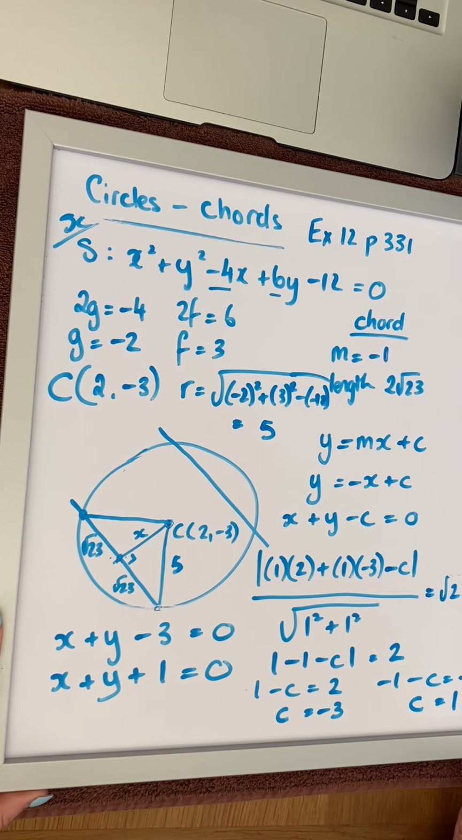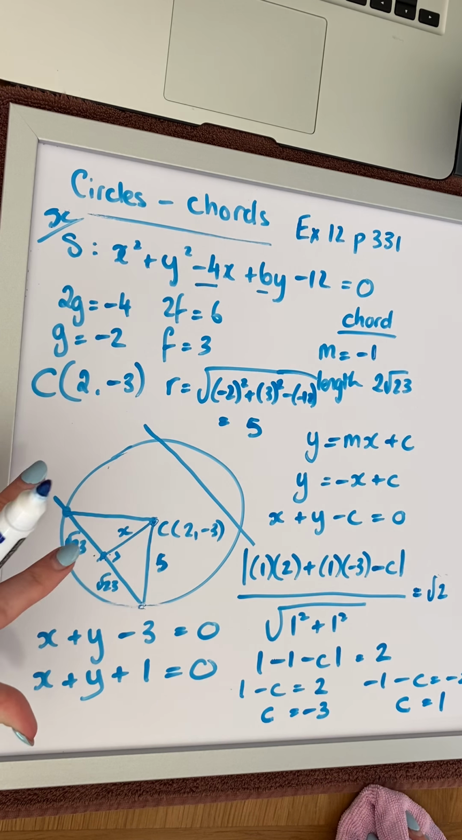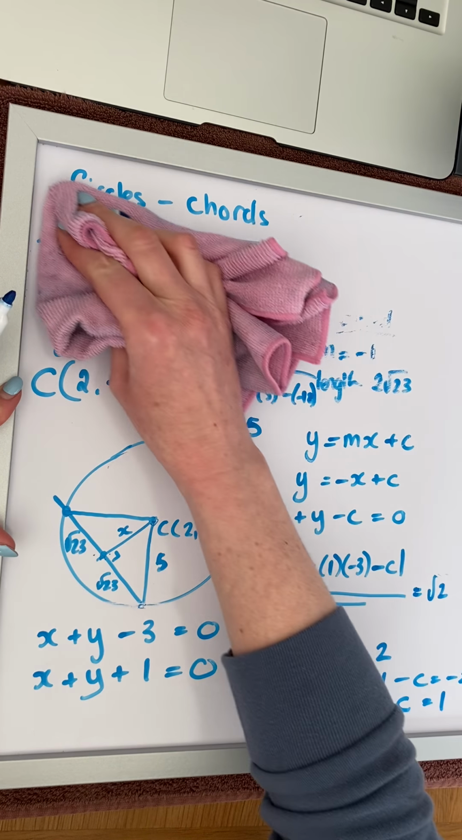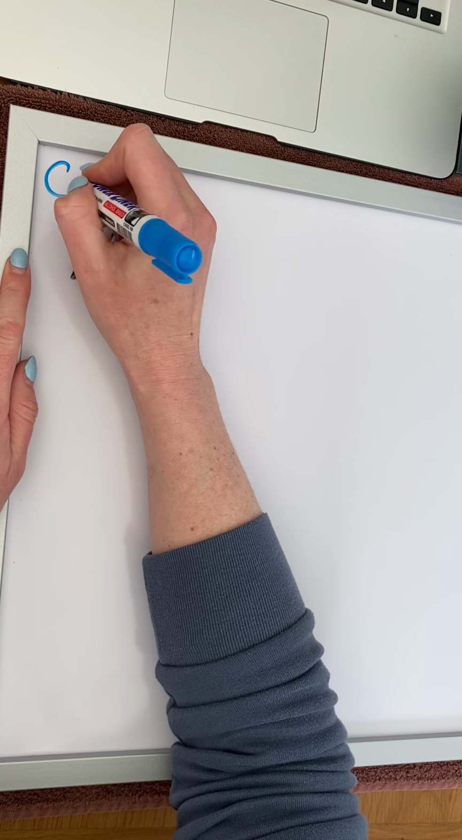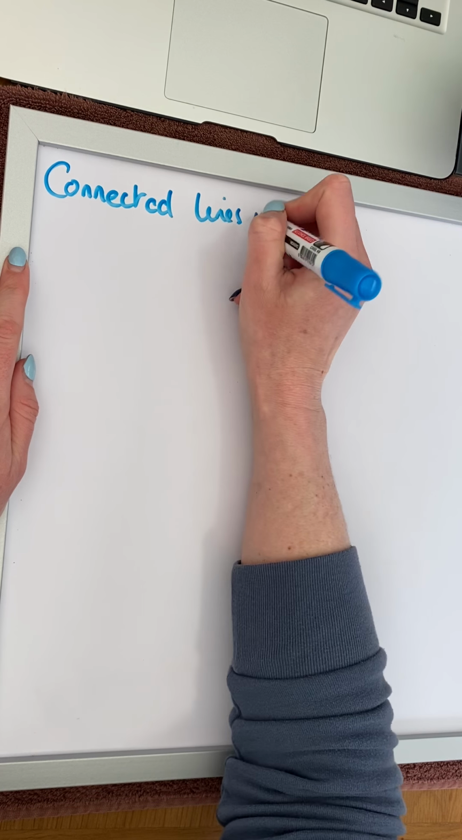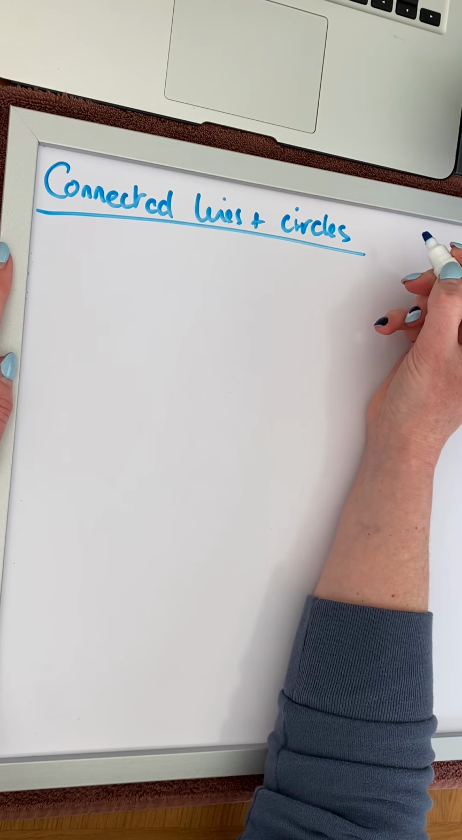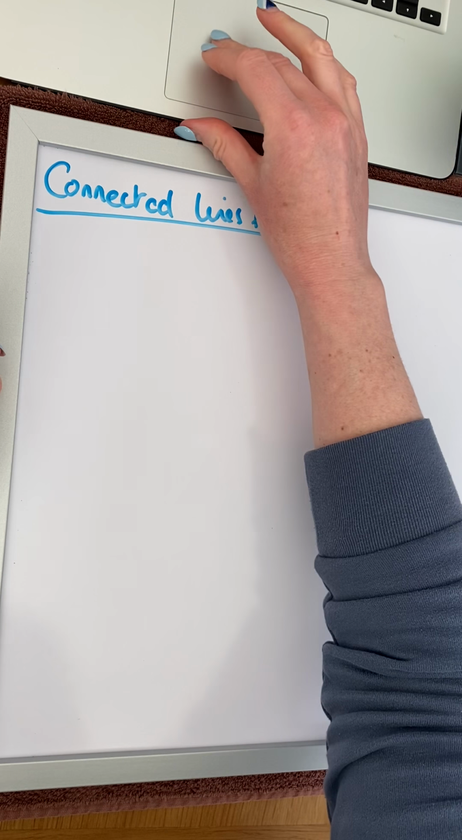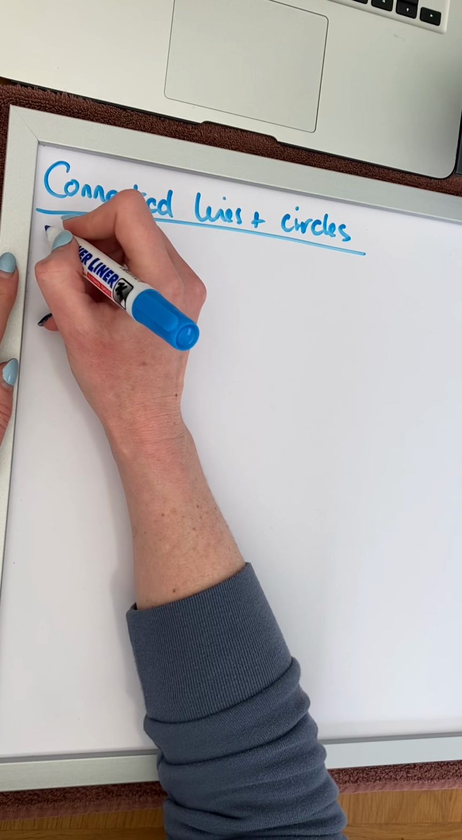The other type of question I want to look at on this video is where we have a point of intersection of a line and a circle. So that's the information on chords. Connected lines and circles. So for the purposes of this, we're going to look at question 6, part B, which is also on page 331.